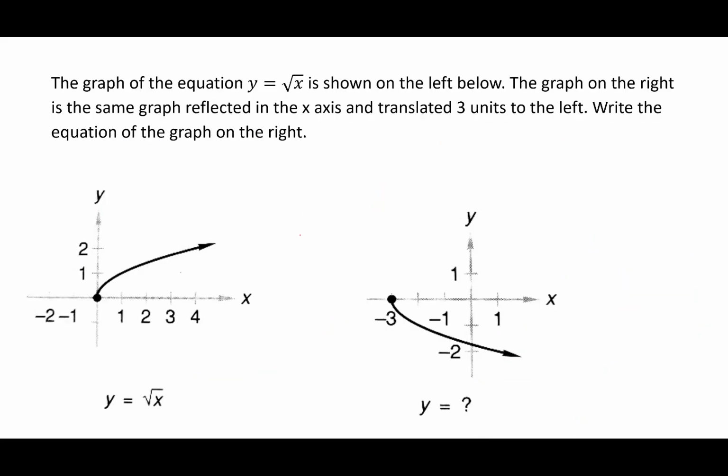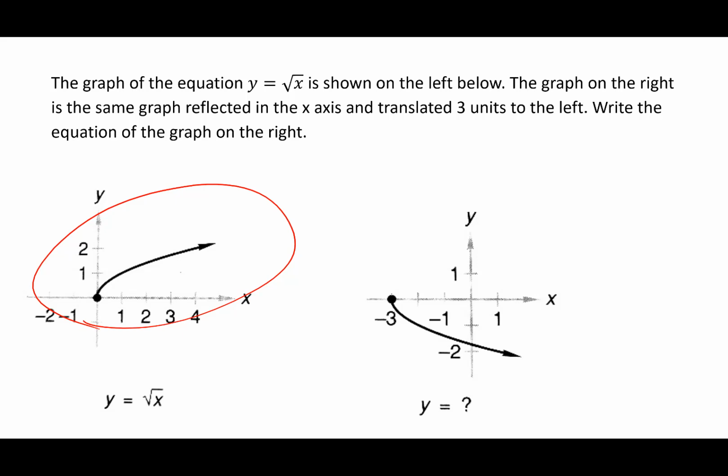All right, the graph of the equation y equals square root of x is shown on the left below. The graph on the right is the same graph reflected in the x-axis and translated 3 units to the left. Write the equation of the graph on the right. Okay, so starting out with this graph, y equals square root of x, we're going to flip it over the x-axis and scoot it to the left 3 places.